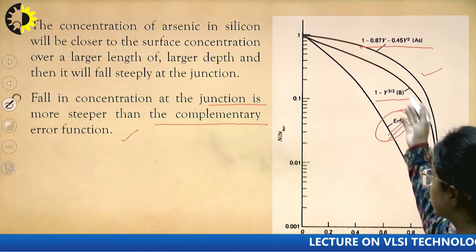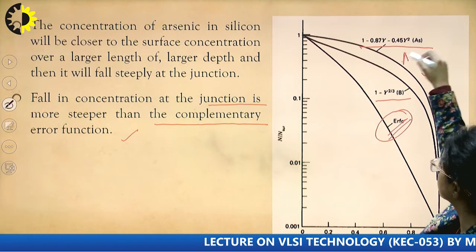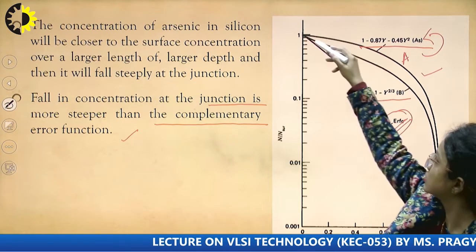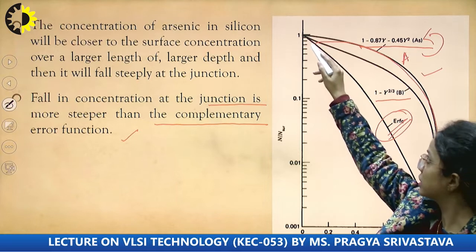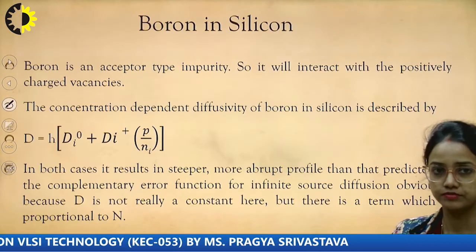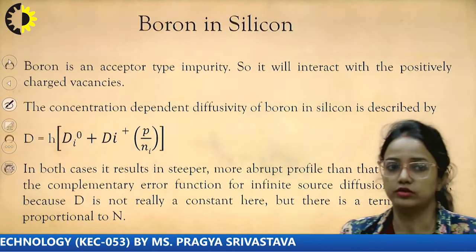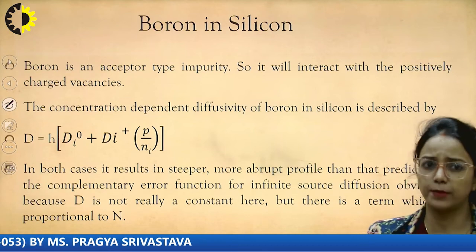So the fall in concentration for arsenic can be seen as compared to the fall in concentration with the error function. Similarly, we have boron in silicon, which is an acceptor type of impurity.